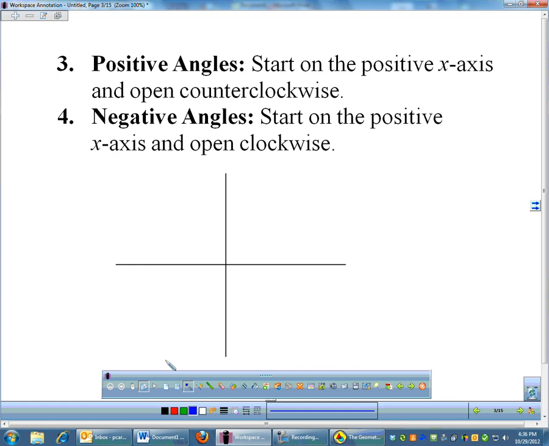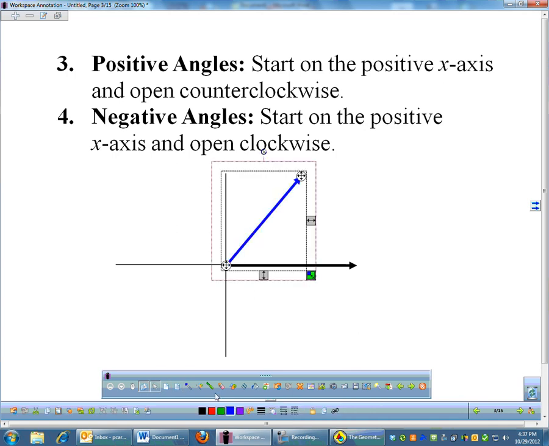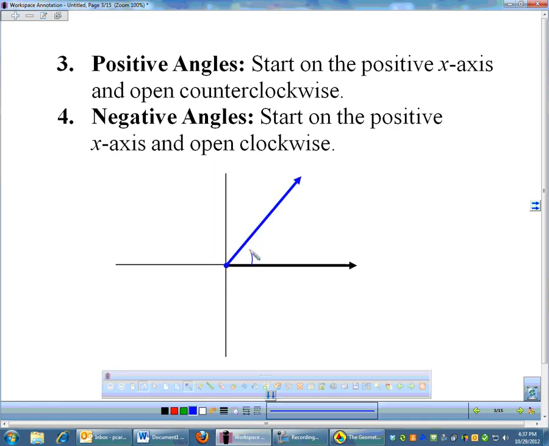You also have positive angles and negative angles. Going with the same idea, you have the initial side. I'll do it in black this time. There's our initial side. A positive angle means that you are starting with that initial side and opening counterclockwise. So this angle right here, just for example, we'll call an angle of positive 60 degrees.